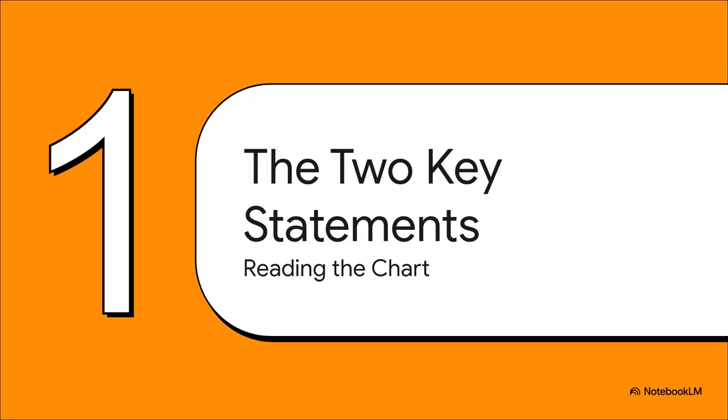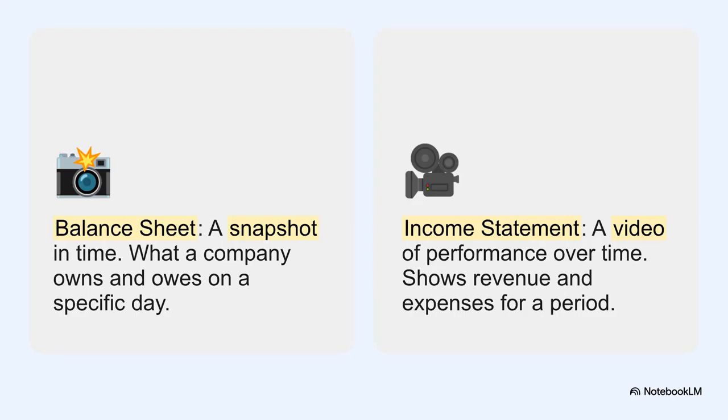Okay, so before any doctor can diagnose a patient, they have to know how to read the chart, right? Well, in finance, our chart is a company's financial statements. This is where all the data, all the clues for our ratios are hiding. And here they are, the two big ones, the balance sheet and the income statement.